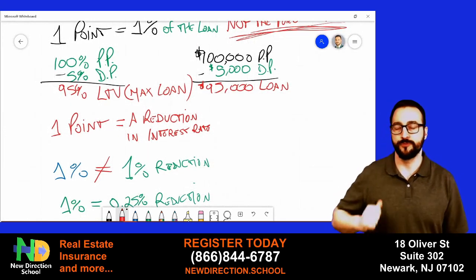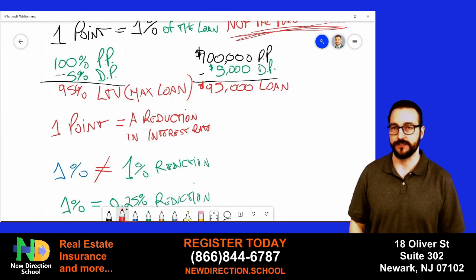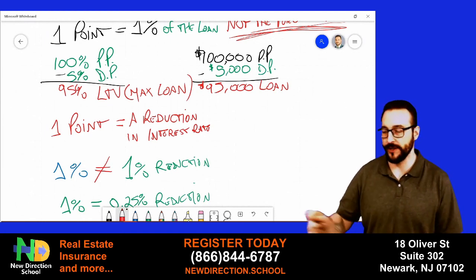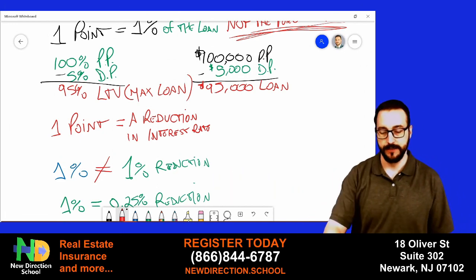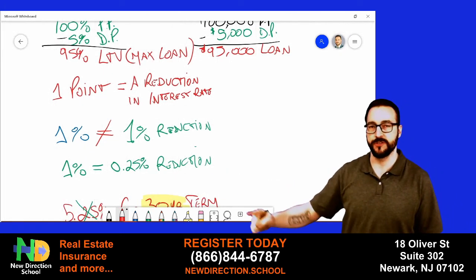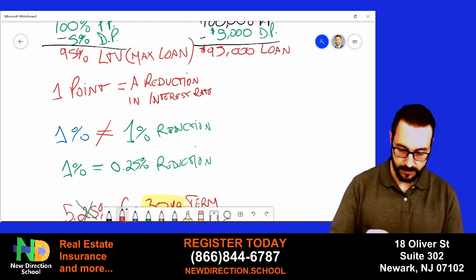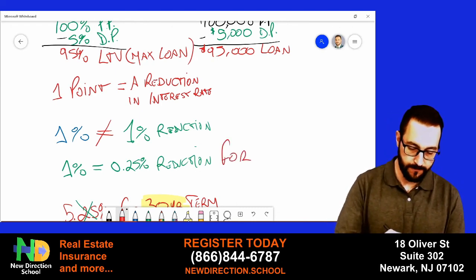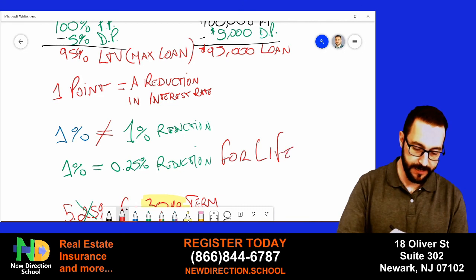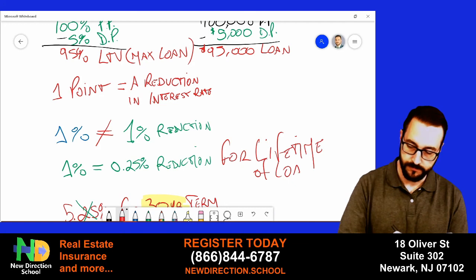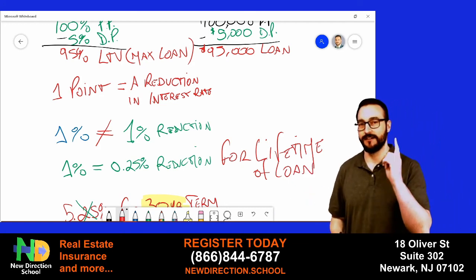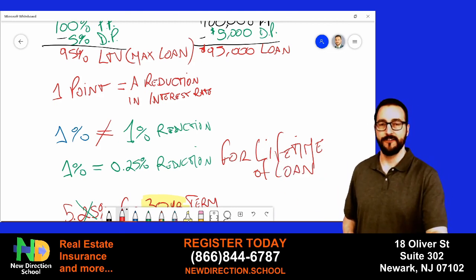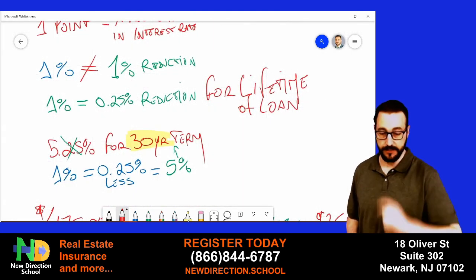Now, you prepay interest. That's what it is. You pay 1 point up front. It's not a 1% reduction, right? But it could represent a 0.25% reduction for the lifetime of the loan. So you prepay once up front for a 0.25% reduction for the lifetime of the loan.